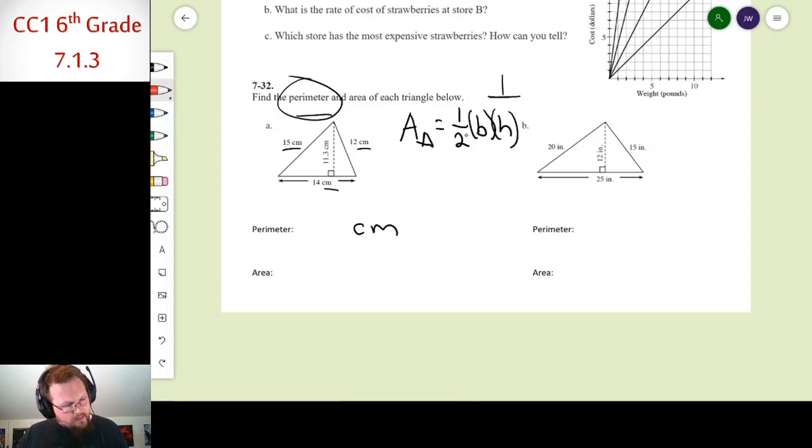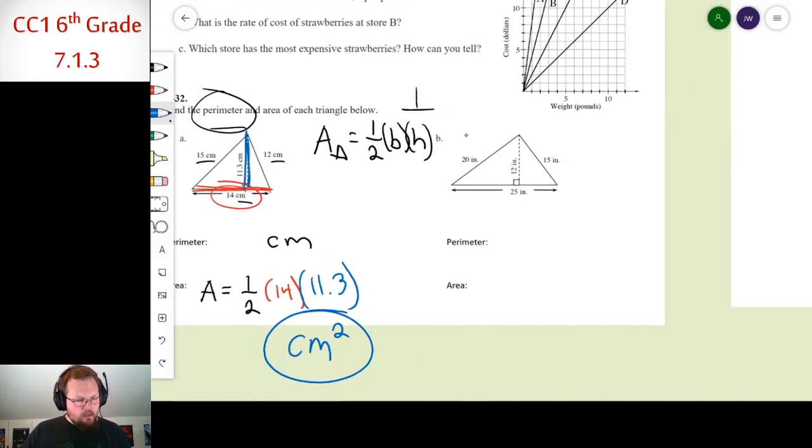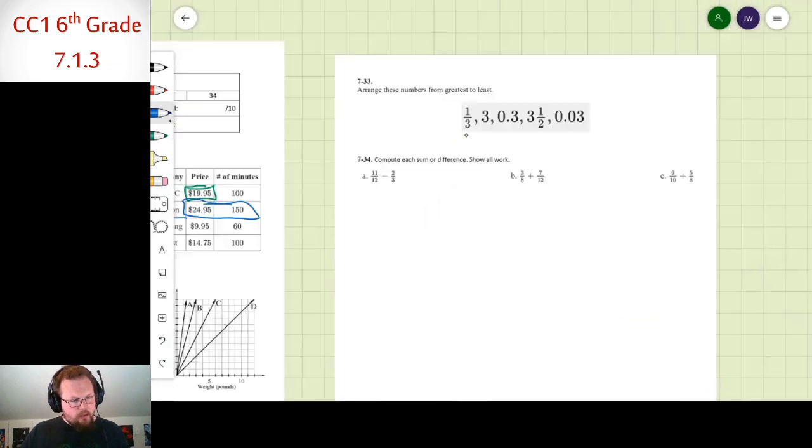So in this case, my base is 14. My height is 11.3. So my area is equal to 1/2 times 14 times 11.3. And your answer will be in centimeters squared because there are 2 dimensions to that. I'll leave part B up to you.